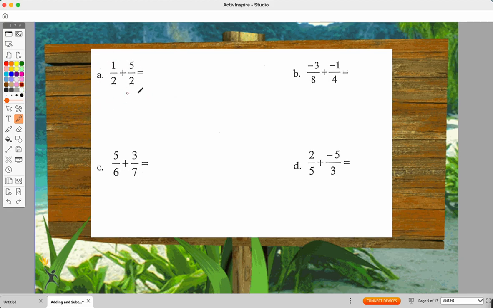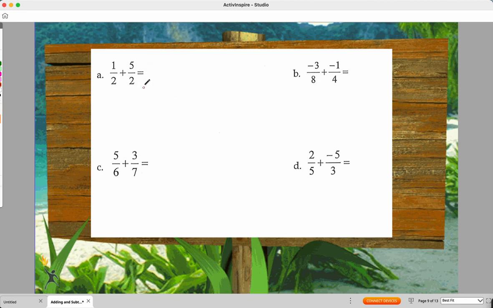All right, so the first one's a pretty good setup. It's already got our common denominators, so I don't have to create equivalent fractions. We're just going to add 6/2 and then simplify to get 3, because we had the same signs.